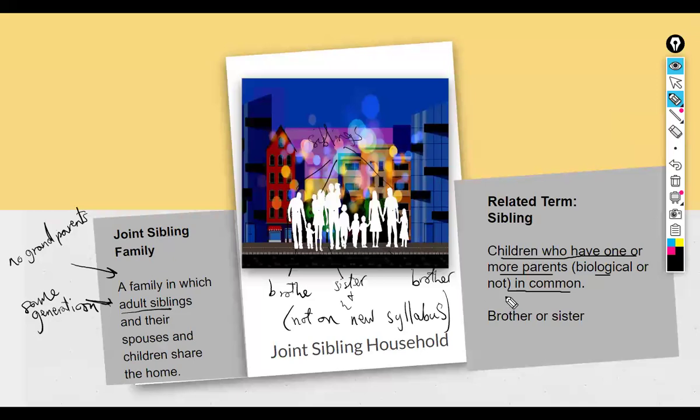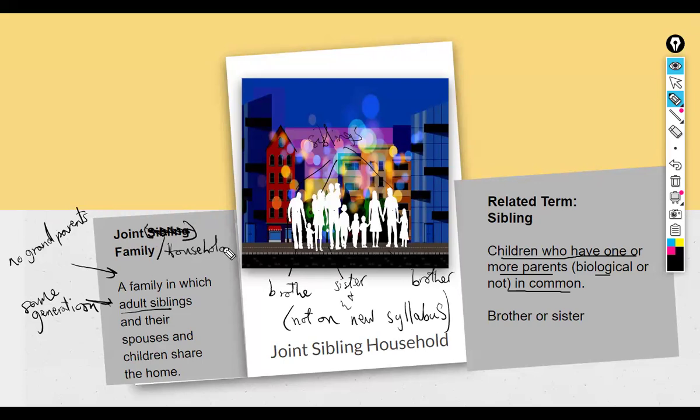Or they could be like in a sibling household where older siblings take care of younger siblings, right? Maybe let's put this word in brackets. And actually, sorry, not put it in brackets. Let's take out this word. And so we'll just have joint family and put household.